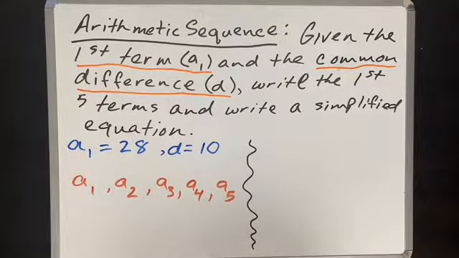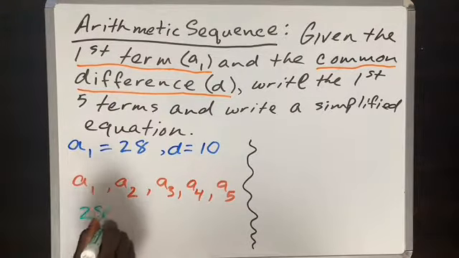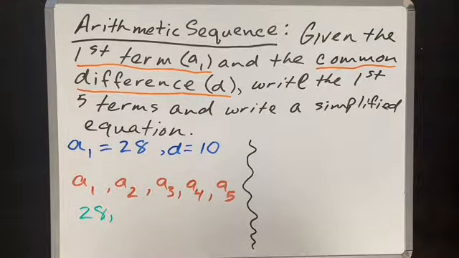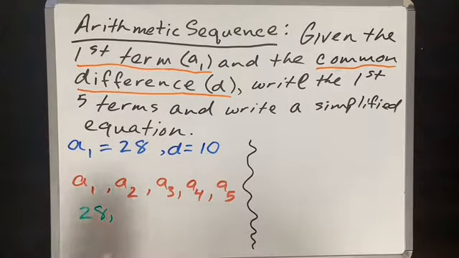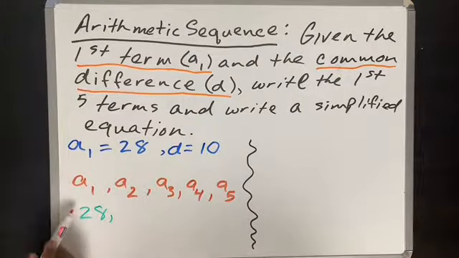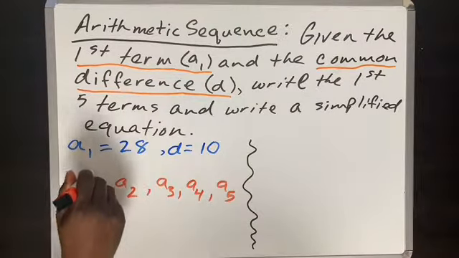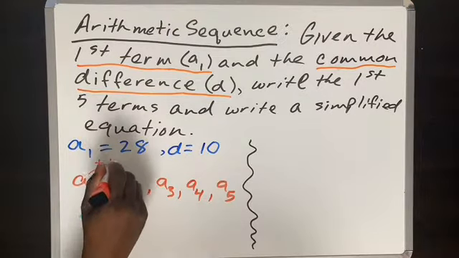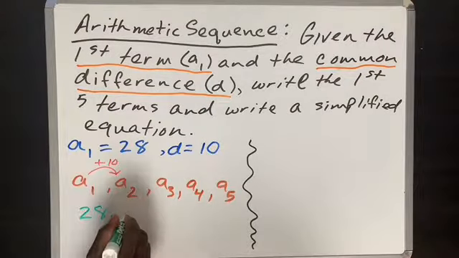We already know that the first term is 28, right? So we write that underneath. That's the first term. And here's what we're going to do here. Because the common difference is 10, and because it's positive, we ask ourselves, what can we do to the first term to get the second term? Well, we add 10. And when we add 10 to the first term, 28, we get 38.